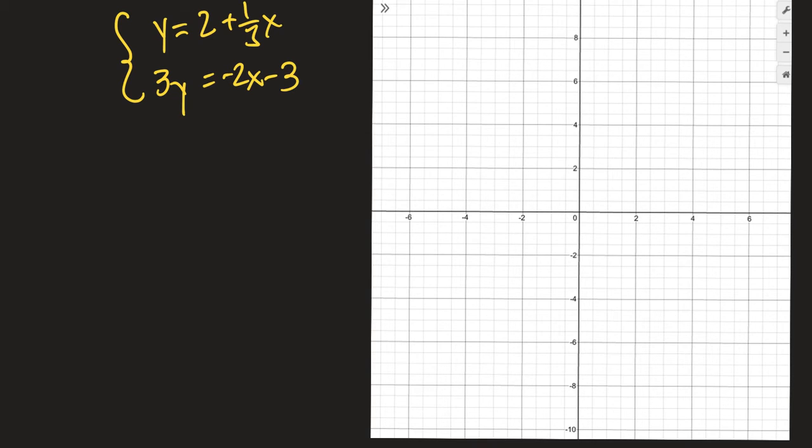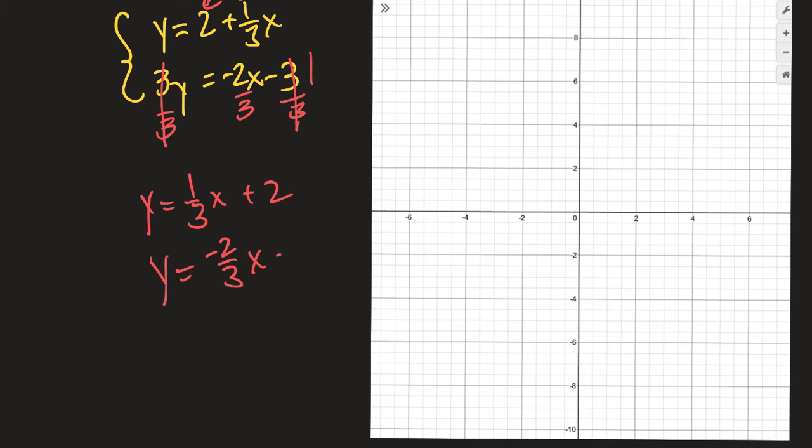So on this top equation, I'll just switch the positions of these two terms, and I will have y equals 1/3 x plus 2. And we'll use our standard technique for graphing those. For the other equation, what I need to do is divide everything by 3. So I'll divide by 3 here, here, and here. When you divide this last 3 by 3, you get 1. And so that second equation works out to be y equals negative 2/3 x minus 1. So I've transformed the yellow system into this red system.